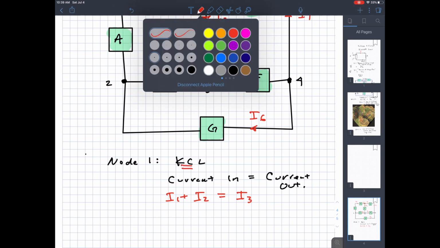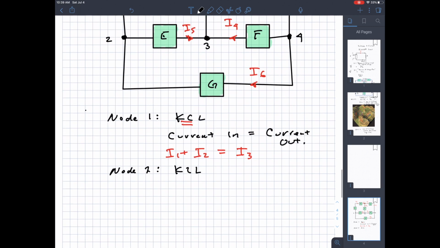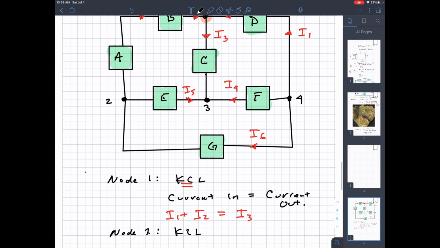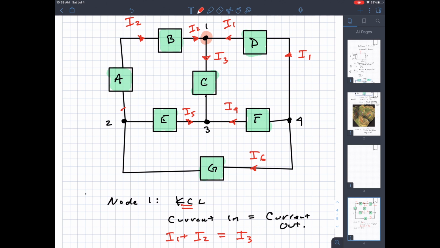Real quickly, let's do node 2. At node 2, I look at the currents. I'm redrawing these. You can mentally just do this without redrawing it, but here's I2. I got I6 coming this way, and I5 is right here. So hopefully you see what I'm doing. The branch currents stay the same throughout the whole branch. So I have I6 coming in and I2 and I5 coming out.